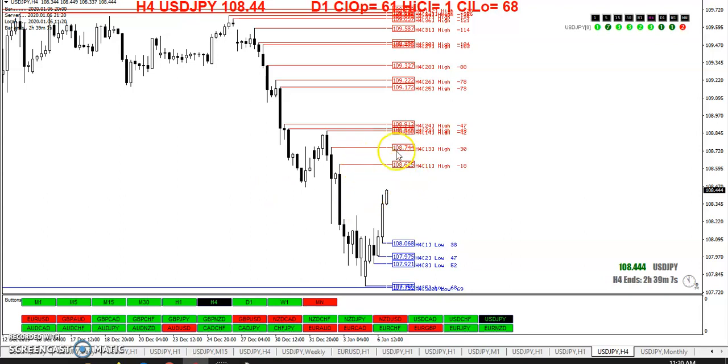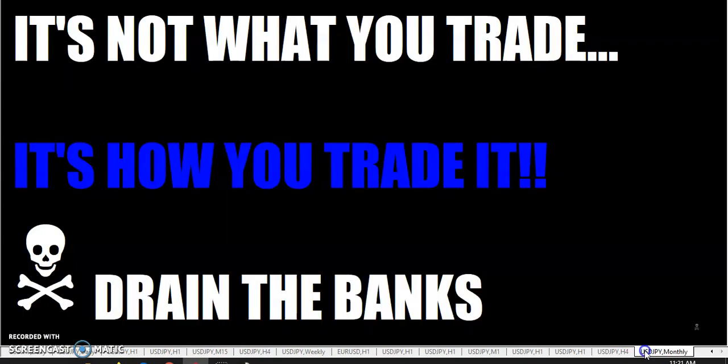But as you can see here, these are areas where you can look for price to reverse or possibly break through. But actually what you want to look for is price to return to these levels. Okay, so that's the trick, using the only show not crisscrossed. So it's not what you trade, it's how you trade it. Drain the bank.